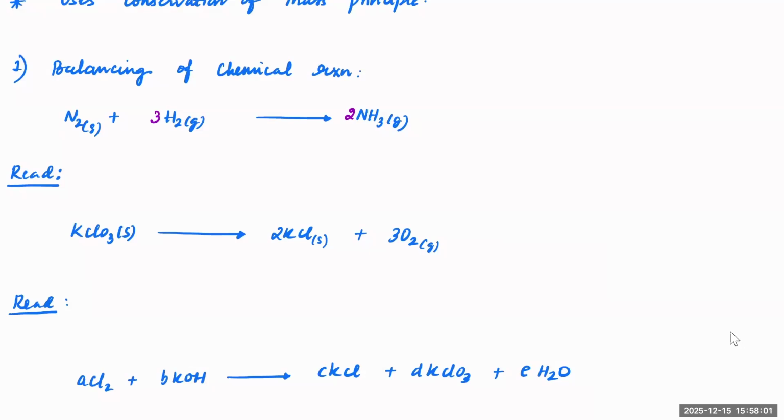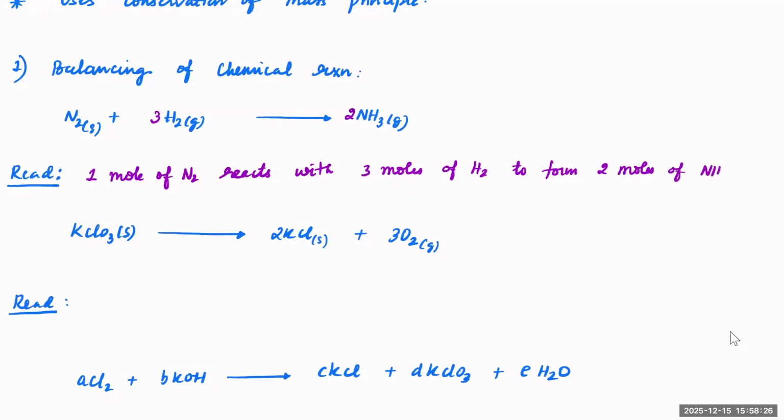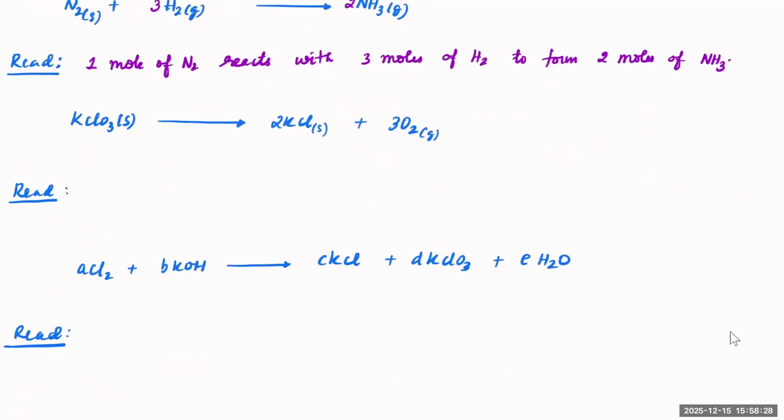That is, 1 mole of N2 reacts with 3 moles of H2 to form 2 moles of NH3. This is called reading the equation, reading the reaction. Okay, beta.